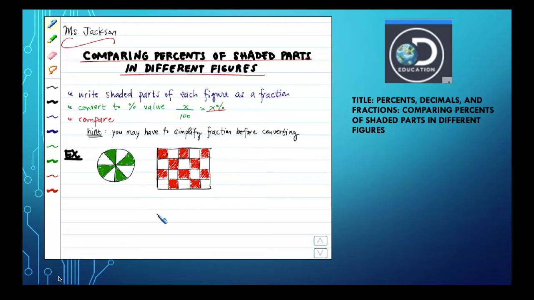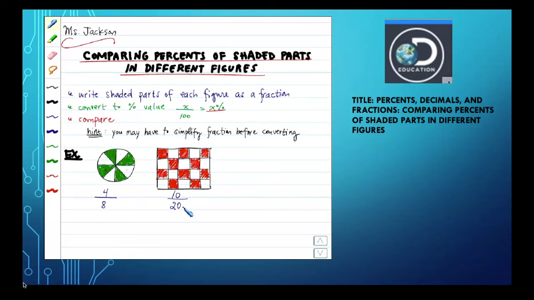So let's try this out. We have these two figures, and we want to write the shaded parts of each figure as a fraction. In this case, we have a total of 8 equal units. So we have a total of 8 on the bottom as the denominator, and in the numerator we have 1, 2, 3, 4 shaded parts. In this figure, if we were to count all these squares, we have a total of 20 squares. And the shaded ones, if we count all the red ones, there's 10.